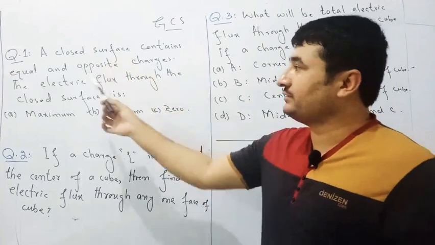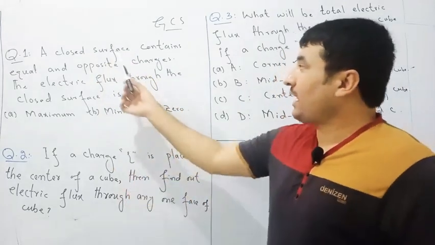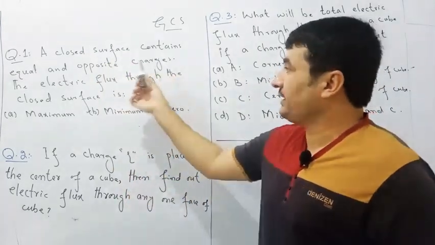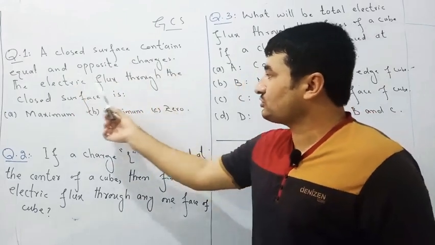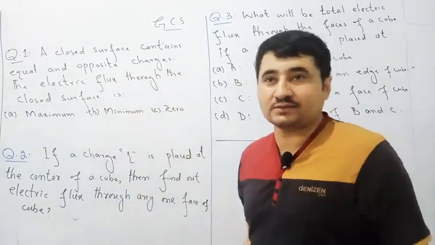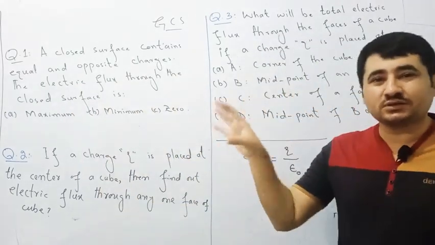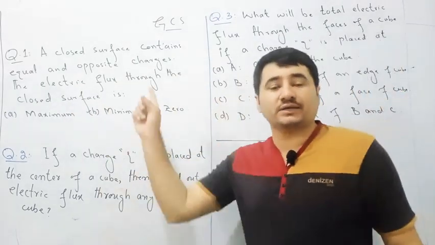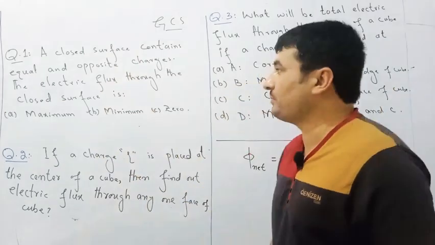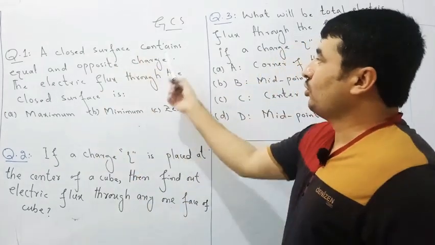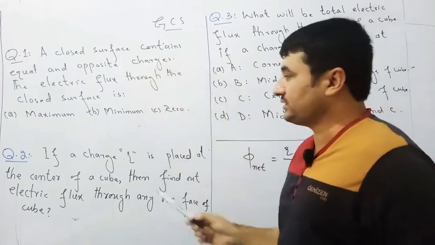Question number one, that's very simple. A closed surface contains equal and opposite charges. The electric flux through the closed surface is. This question has appeared in some Etea papers, and also in engineering papers. So a closed surface contains equal and opposite charges.